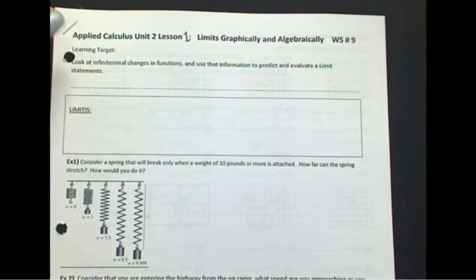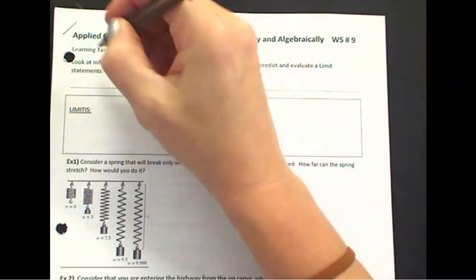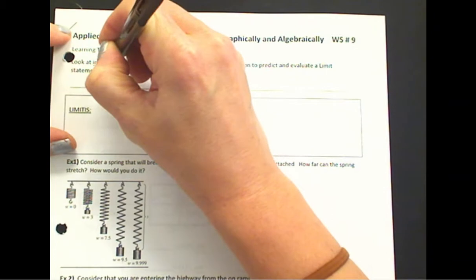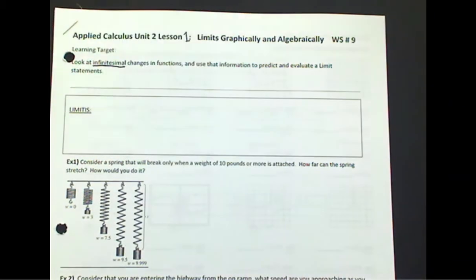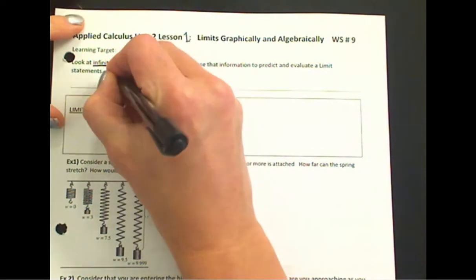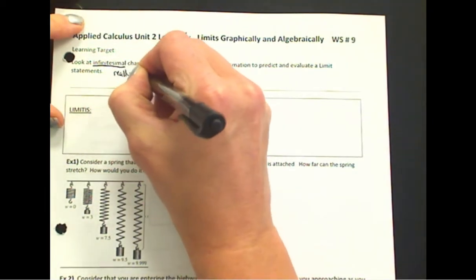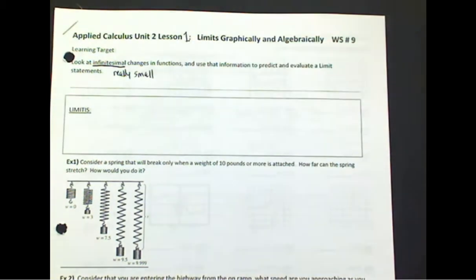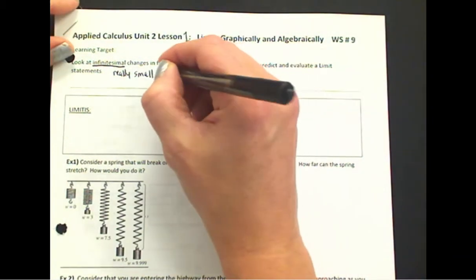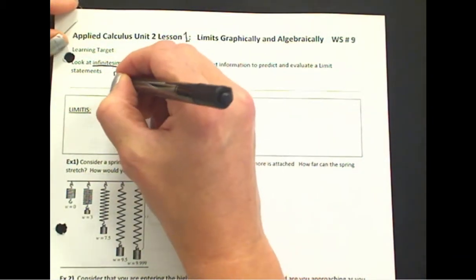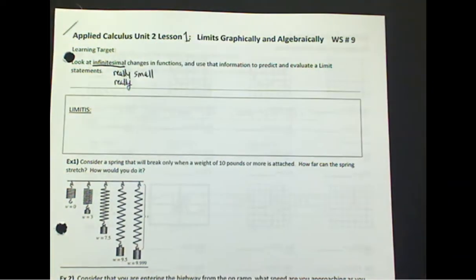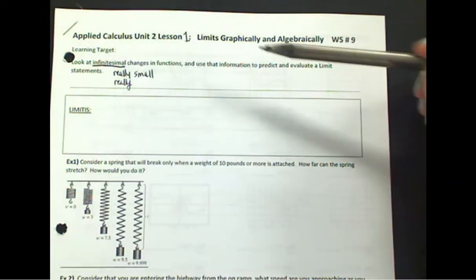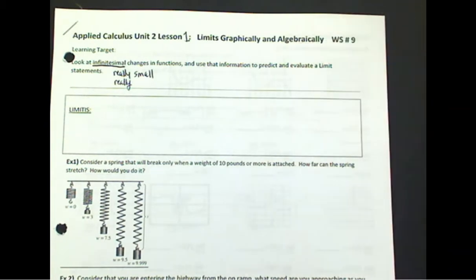Okay. We're going to look at infinitesimal changes. Right, so there's a word for you, which calculus is actually built on. Limits. Well, yes, limits, but there's two parts of it, which is really small changes. All of the proofs in calculus, which I will tell you about but not really use, okay, are built on really small changes. Really, really small. Okay? And we're going to use that information to predict and evaluate limit statements.